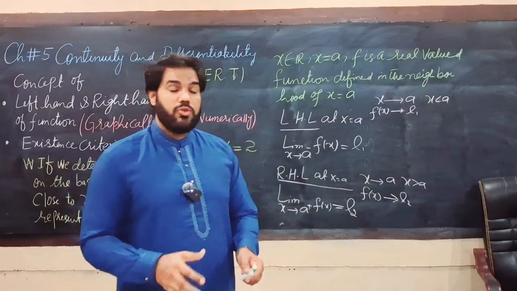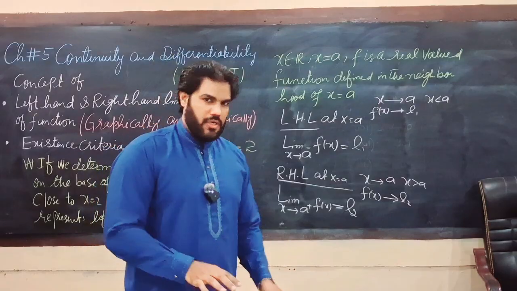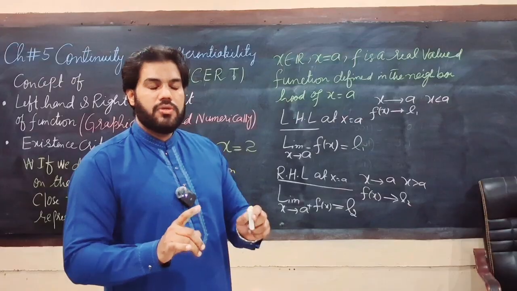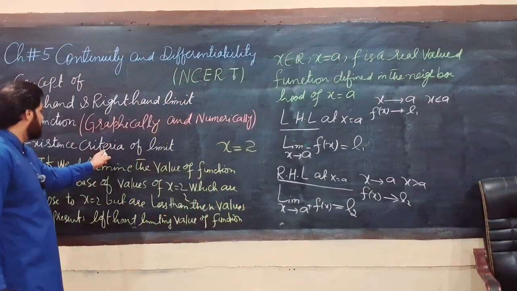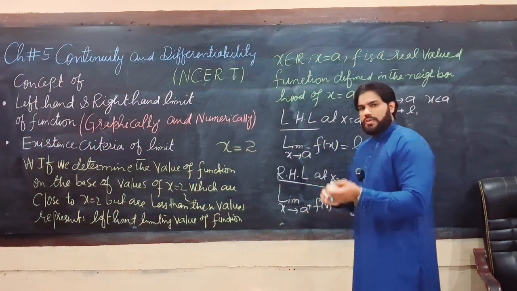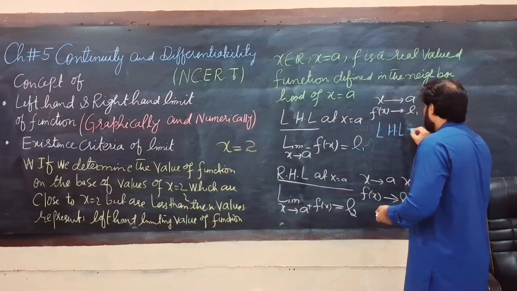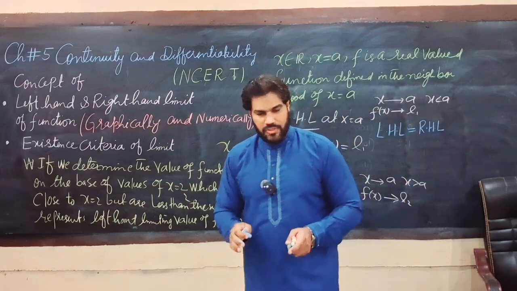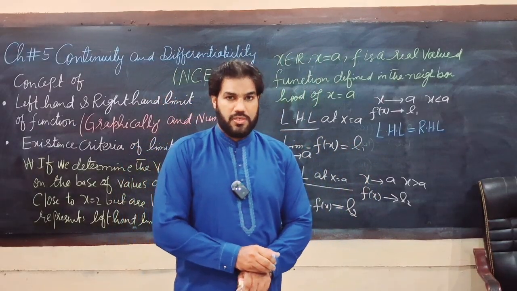Whenever your x approaches a from the left side, the limit is called the left hand limit. Whenever your x approaches a from the right side, the limit in that case is called the right hand limit. Now what is the existence criteria of the limit of a function? We say that the limit of the function exists if the left hand limit of the function is equal to the right hand limit of the function. If both of the limits exist and they are equal, then we say that the limit of the function exists.